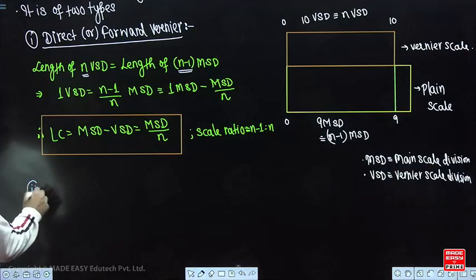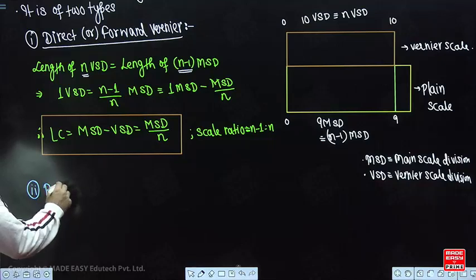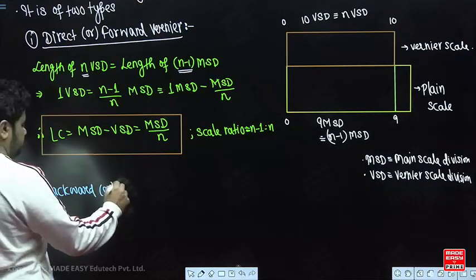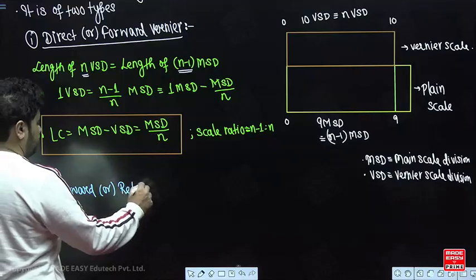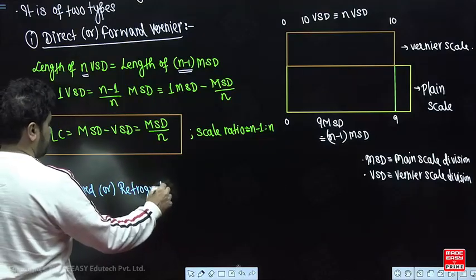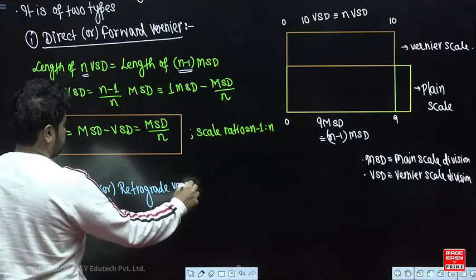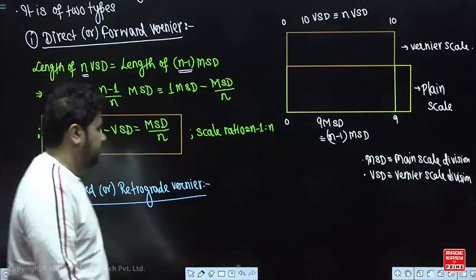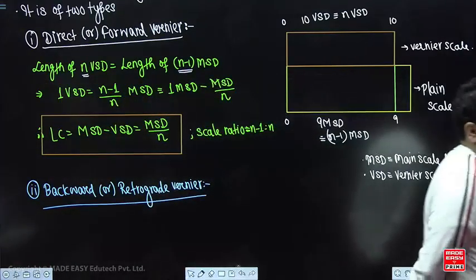is called backward or retrograde vernier. Fine. So note till here, then we will go ahead.